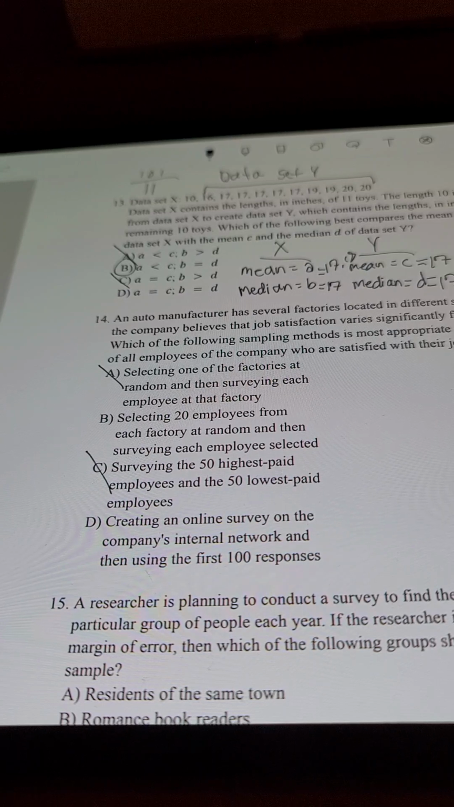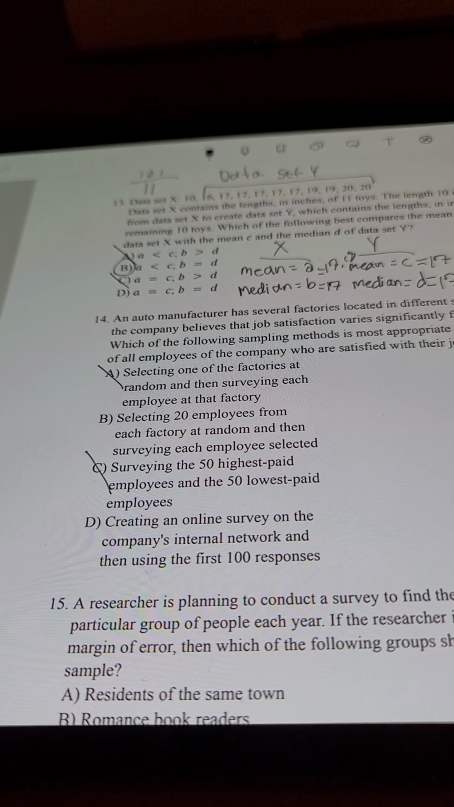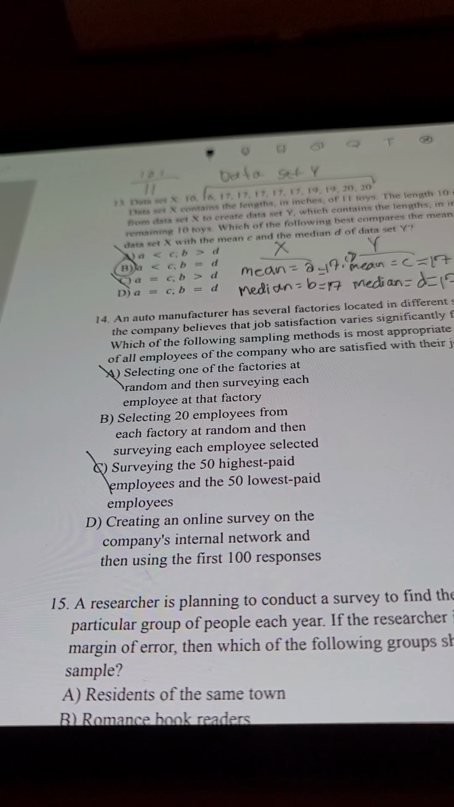A lot of people end up getting stuck between B and D because they think D sounds great, but think about what could go wrong in these situations. That's how to go about doing these problems best. Think about the potential for bias, the potential things that could go wrong.